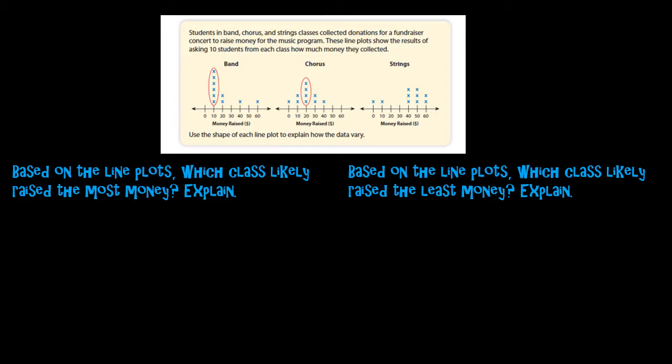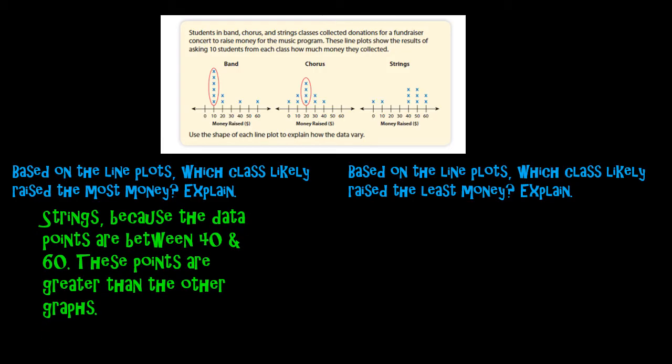Based on the line plots, which class likely raised the most money? Explain. So I want to look at all three line plots, and I want to look at the one that has the most X's on those bigger values. Strings most likely made the most money because the data points are between 40 and 60. These points are greater than the other graphs.